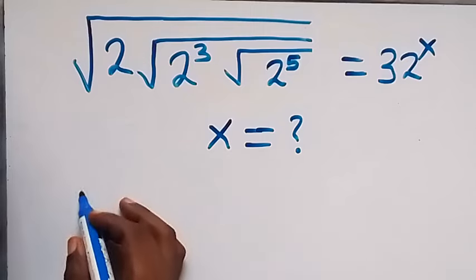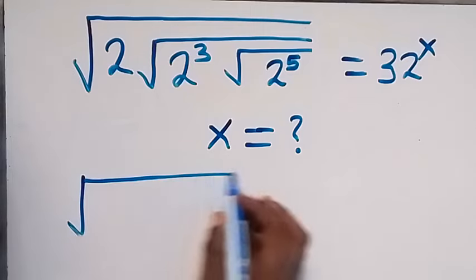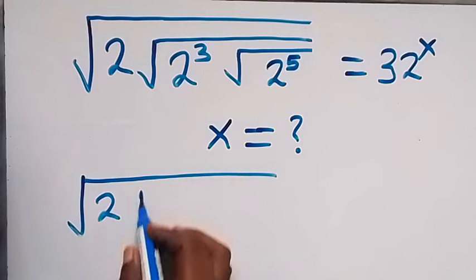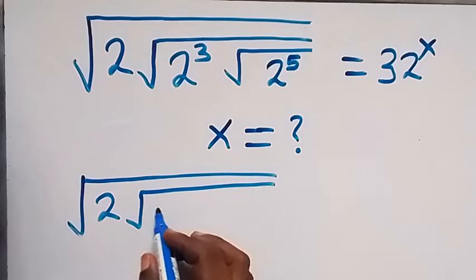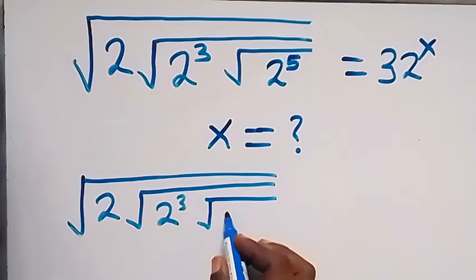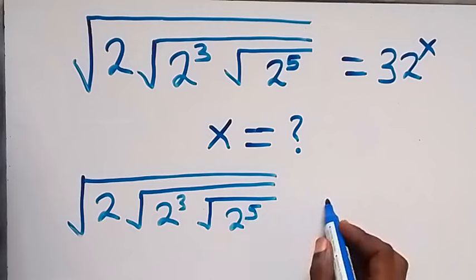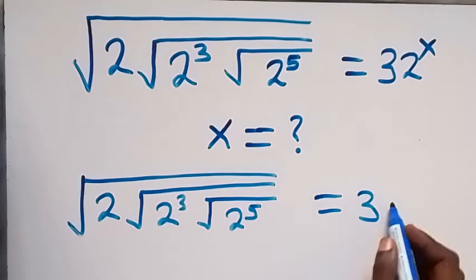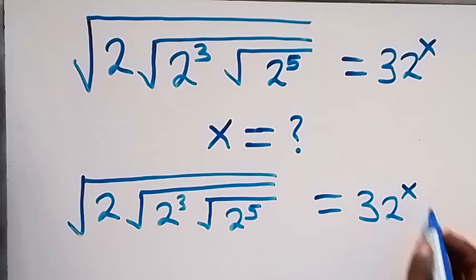Let's solve this nice algebra equation involving square root. From here, we have the square root of 2 and the square root of, inside that, 2 cubed. Then the square root of 2 raised to power 5, which equals 32 raised to power x.